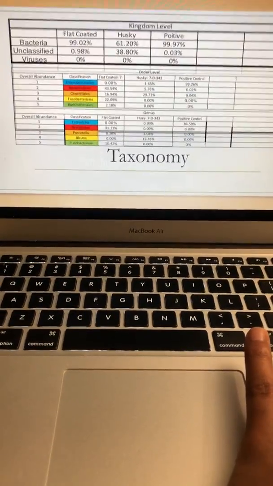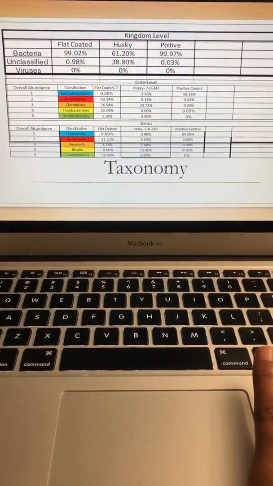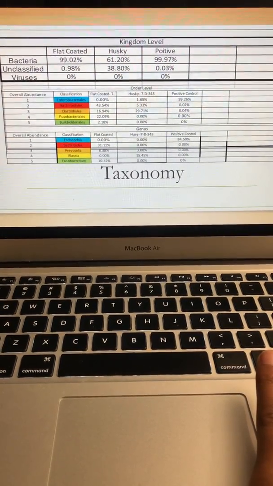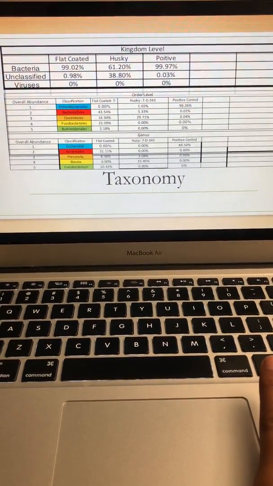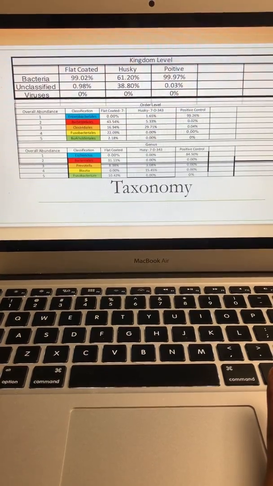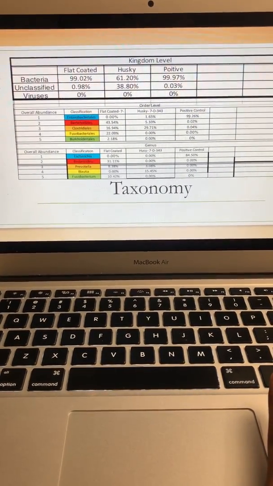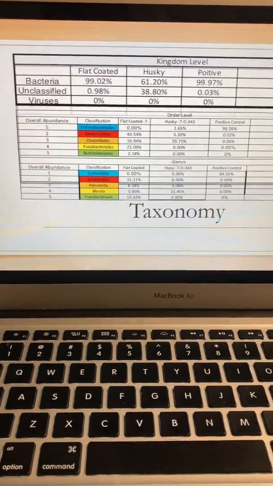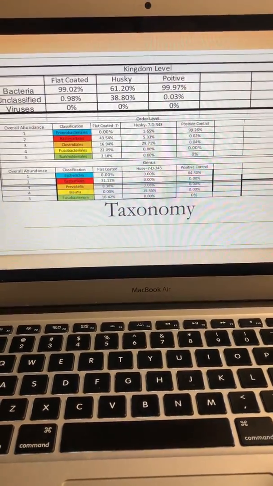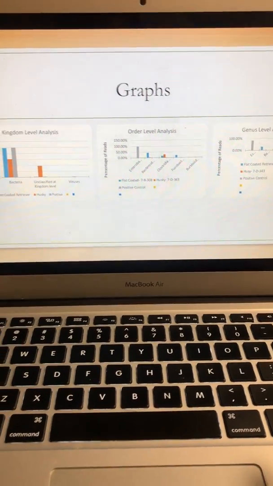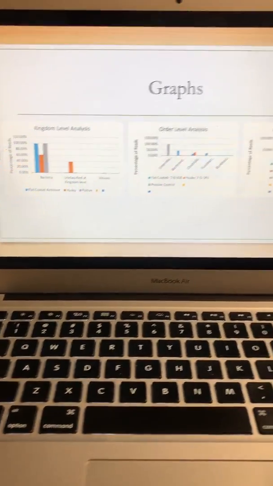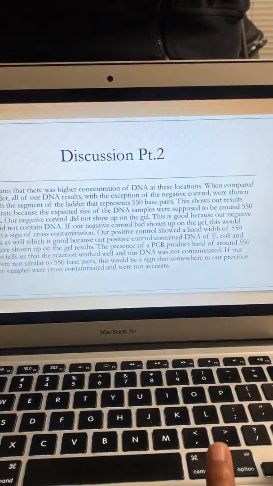Then next is the taxonomy. As you can see, it's the kingdom level, the order level, and also the genus level of the two organisms that we are comparing. Again, we did not do our experiment on them. And then the positive control. As you can see, the different bacteria and the different taxonomy levels. And then lastly, the graphs for each taxonomy level. And then the discussion to proceed.